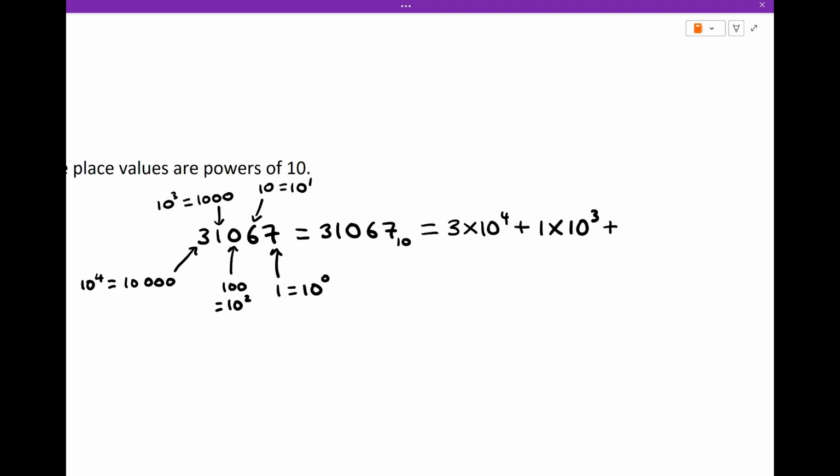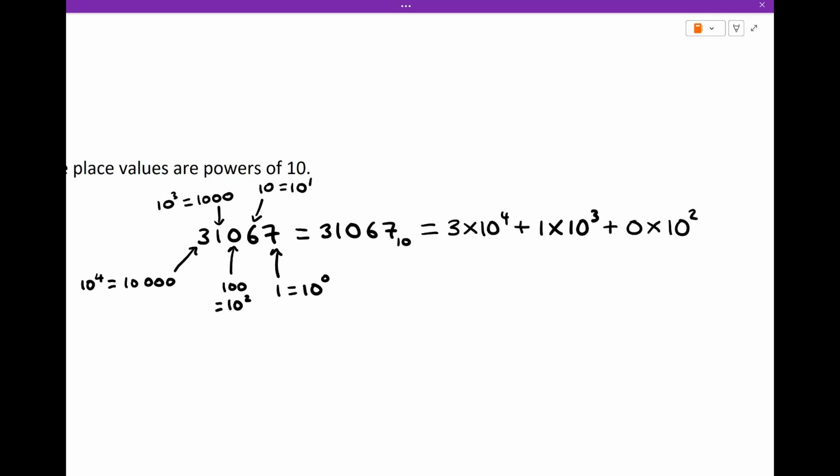Now, if I put the plus in again, our next place value, we've got 0 hundreds, in other words, 0 lots of 10 squared. Now, because it's 0, you don't technically need to write it, but I'm just going to put it in there so you can follow the pattern.